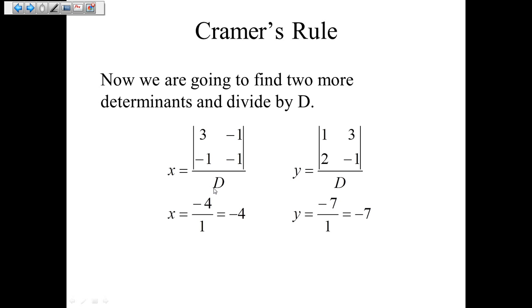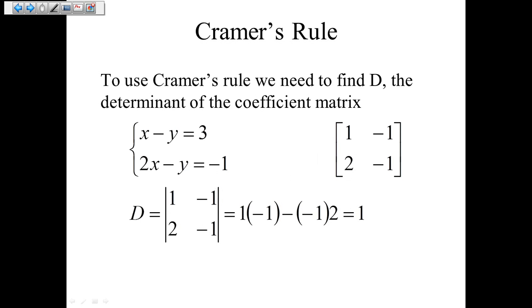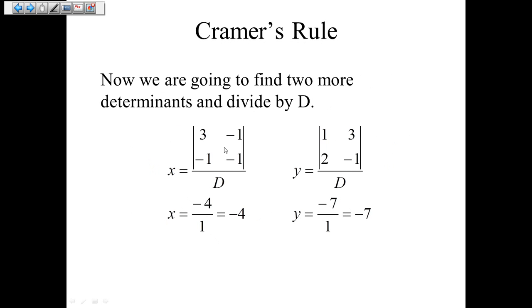Now we know that D is 1 for us. So I'm going to take this new determinant and divide by 1. So 3 times negative 1 minus negative 1 times 1, well, that's negative 4. Divide it by D, which is 1, and I get negative 4. So x equals negative 4.